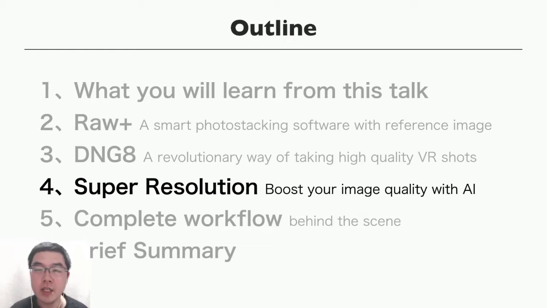Next one. Today Kernel Coolcam just released a very new feature. They call it super resolution. It was released today, and this feature works great for me, and it will help you boost your imaging quality once again with the help of machine learning, or artificial intelligence, because you have already boosted your imaging quality with Raw Plus and DNG8. Now, with the super resolution algorithm, you can boost your imaging quality once again with the help of AI.